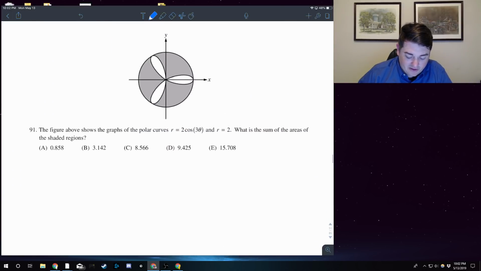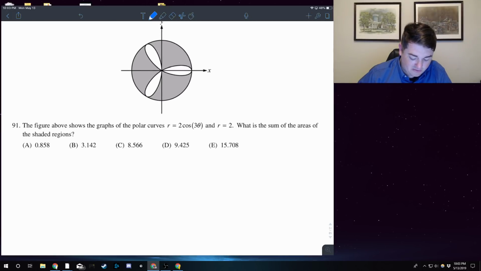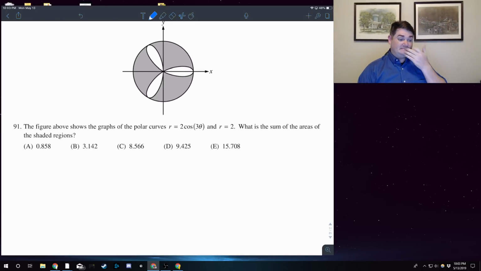Polar, we finally found one. So anybody's still here that wants a polar problem. Here we go. The figure above shows the graphs of the polar curves r equals 2 cosine 3 theta, that's your rose, and r equals 2, that's your circle. What's the sum of the areas of the shaded regions?